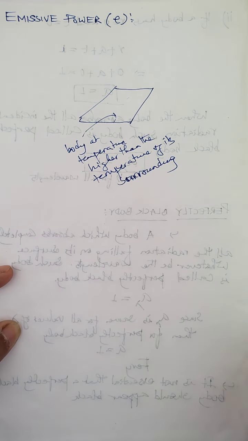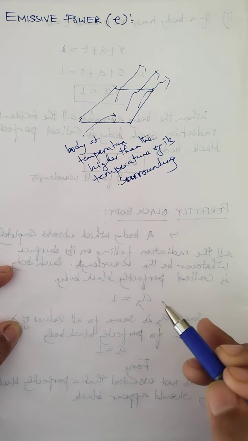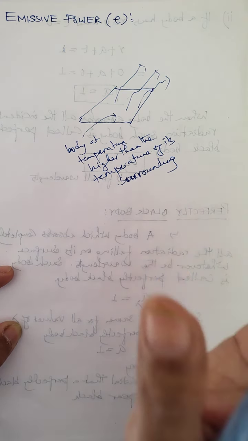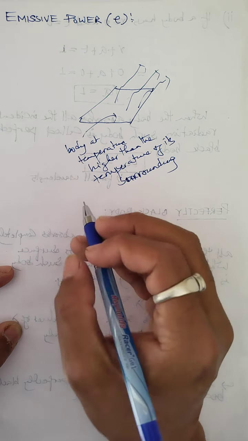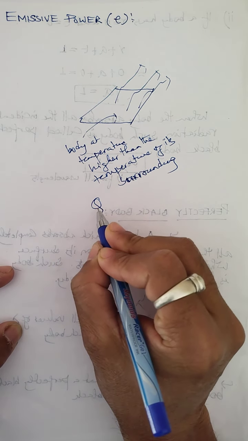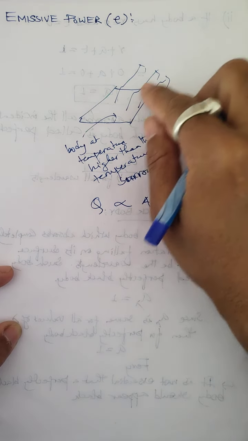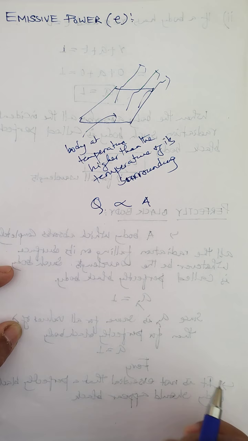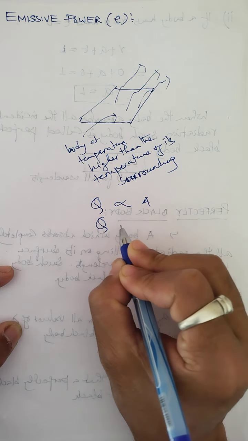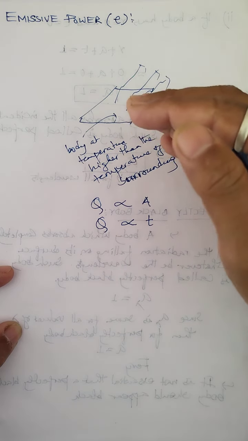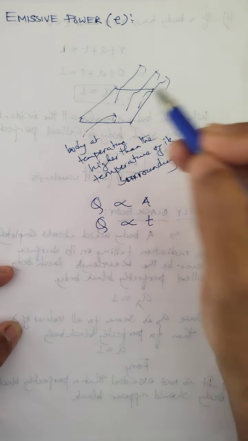So under this case what happened? The total amount of radiant energy emitted from the surface of the body depends upon two factors at a given temperature. The two factors are: the amount of radiant energy is directly proportional to the area of the surface from which the energy is emitted, and the radiant energy emitted from the surface also depends upon the time for which the energy is emitted from a given body.